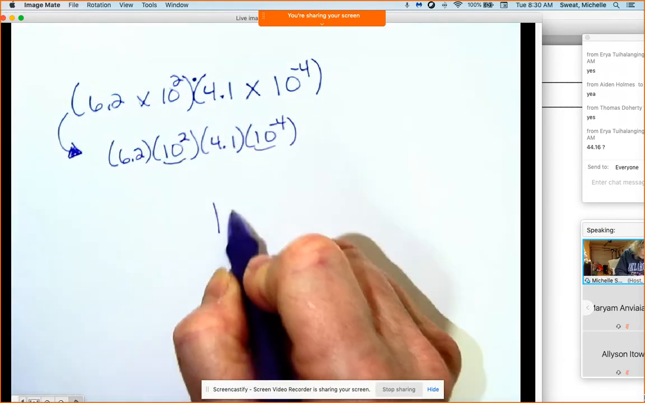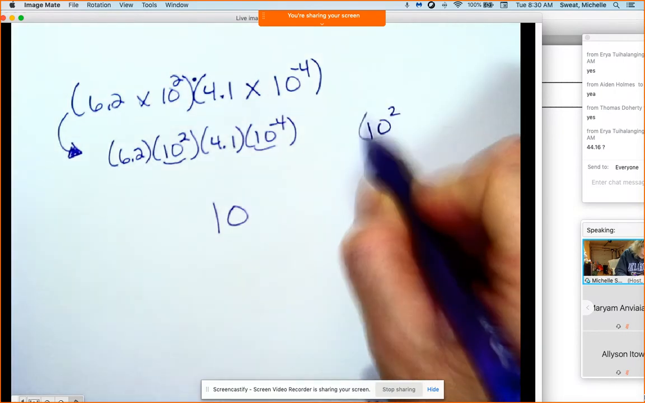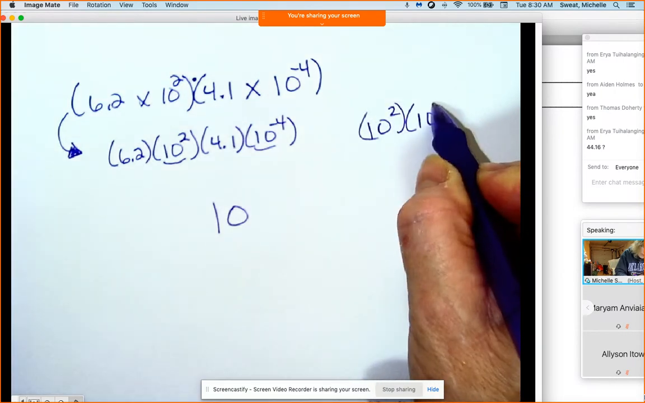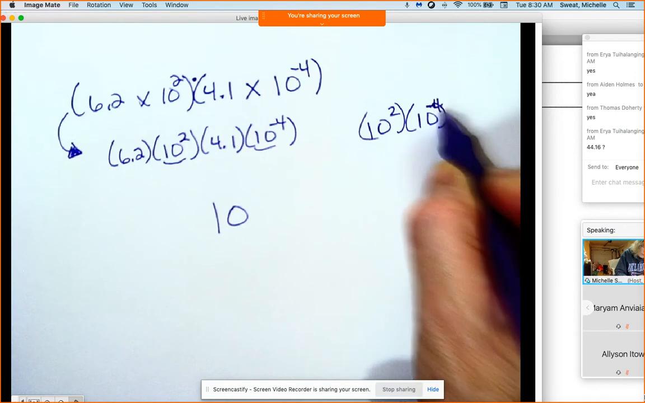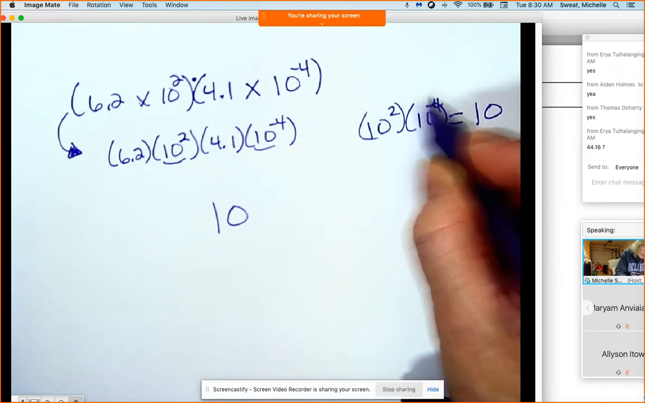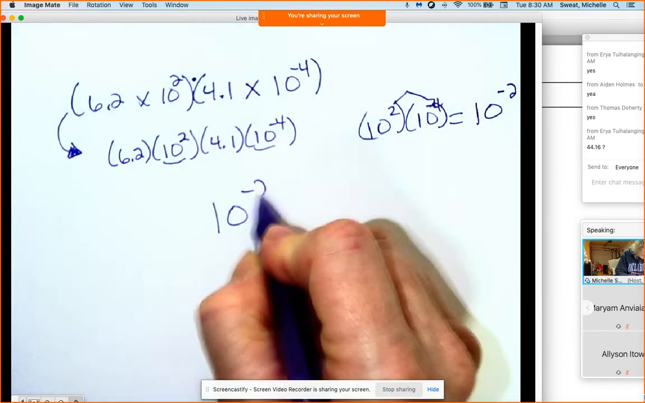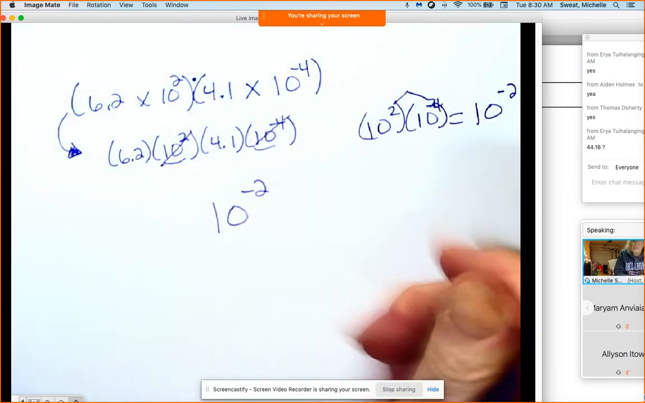So I could rewrite this 10 squared, 10 to the negative 4, and put these next to each other. Once I see that they're the same base, the rule says you combine these. 2 and negative 4 is negative 2. So I've taken care of the 10s. Those are the easiest thing to take care of.